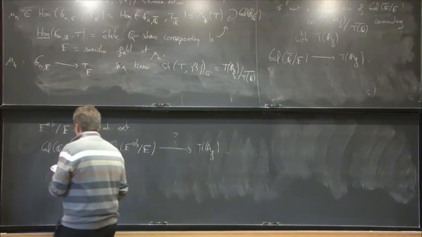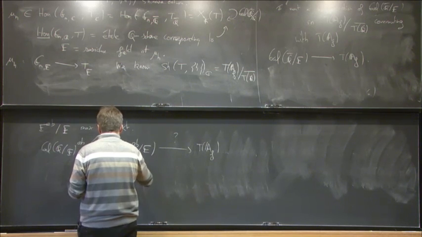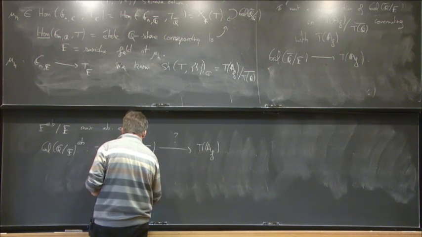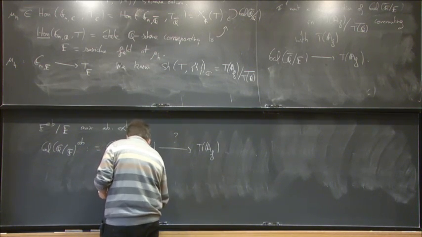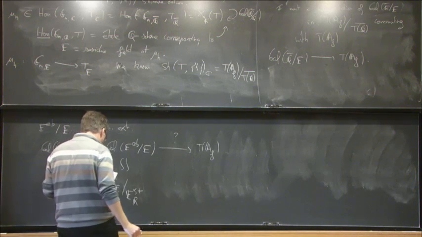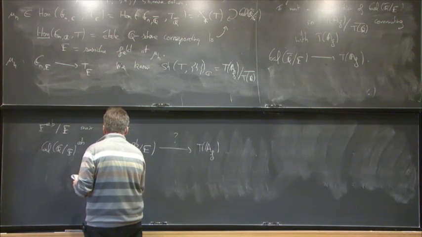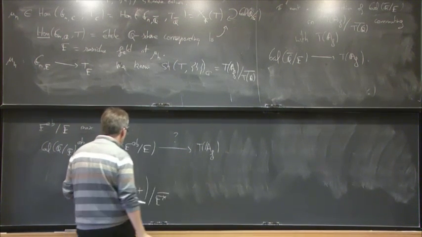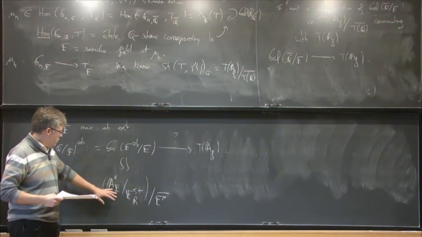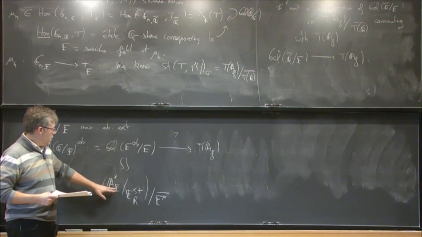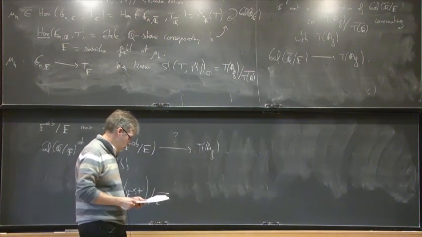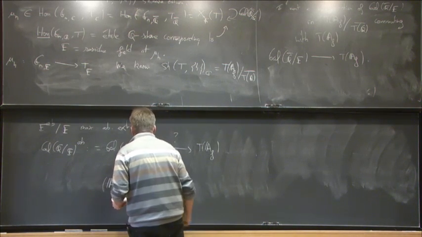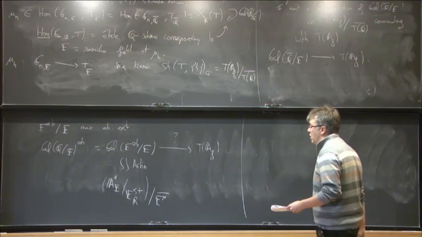So how do I do it? Well, class field theory tells me that this thing is isomorphic to the ideals of E, and then I take the quotient by what happens at the infinite place R, divided by the closure of E bar. So now I see that essentially I'm reduced to constructing a morphism of groups from this to this. Okay, and well, this is Artin reciprocity. So now let's just do this.